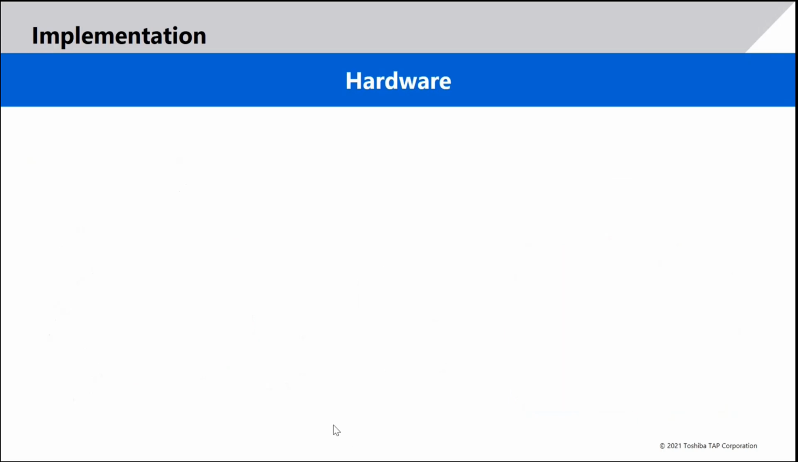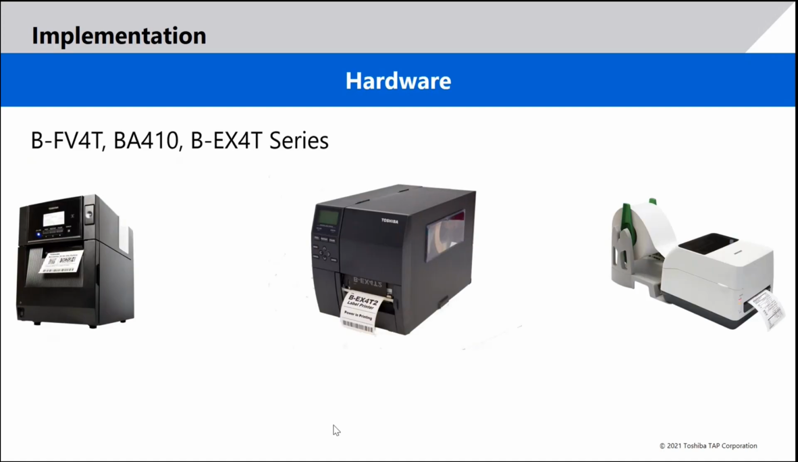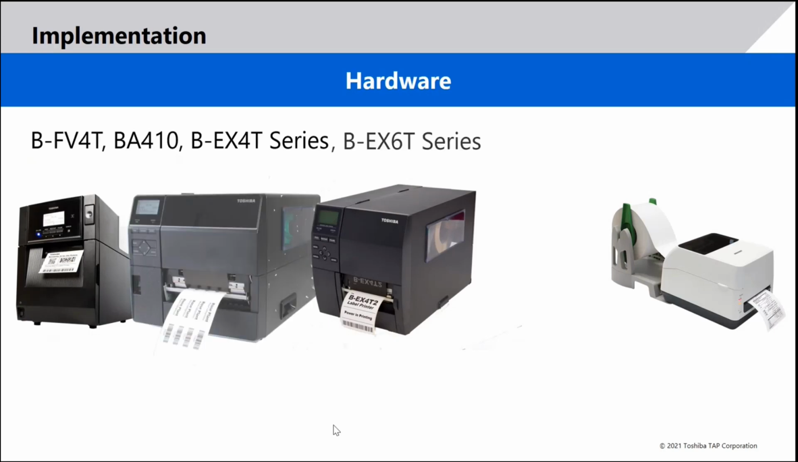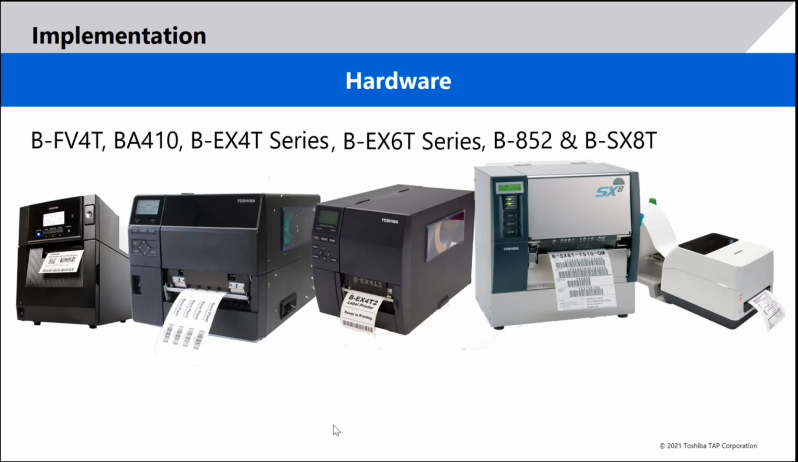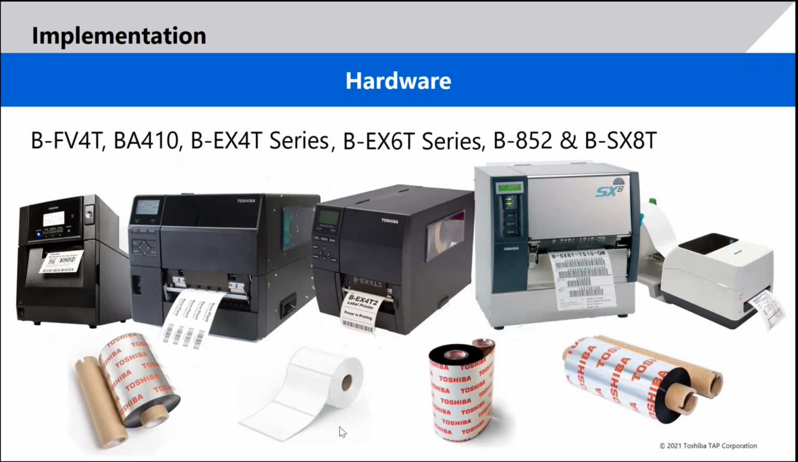So from a hardware side, the 4-inch BFV4T, BA410T, and EX4T could be used for 1 litre or less containers. Our 6-inch wide EX6T could do 5 litre or 10 litre containers. And then our 8-inch 852 and SX8 can do the bigger 20 litre containers and bigger drums. Contact me anytime to discuss more around what your needs are, sizing to work out what printer, labels, and ribbons you require.